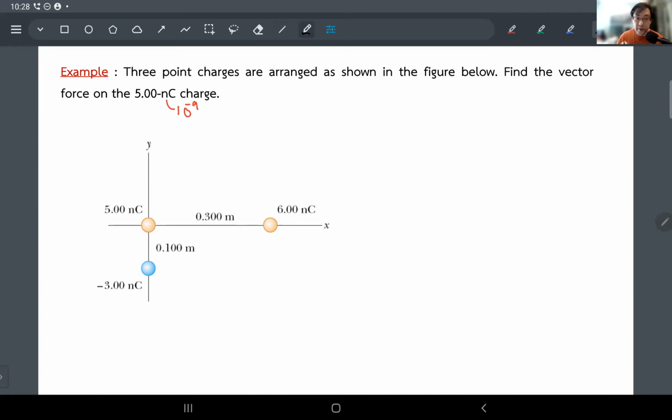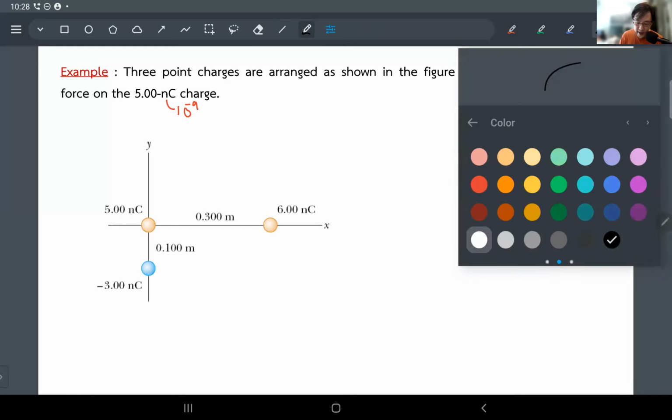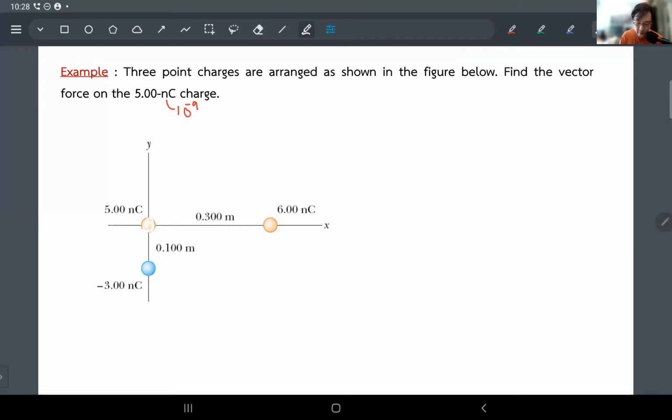So you have 2 ways of doing this. One way, you start with the field first. I'm going to show you that, and I hope by solving these problems for you, it's going to be clear how it's done. So I'm going to approach this problem by starting with the fields. When I say starting with the fields, what I'm going to do first is just forget about this 5 nanocoulomb charge for a while.